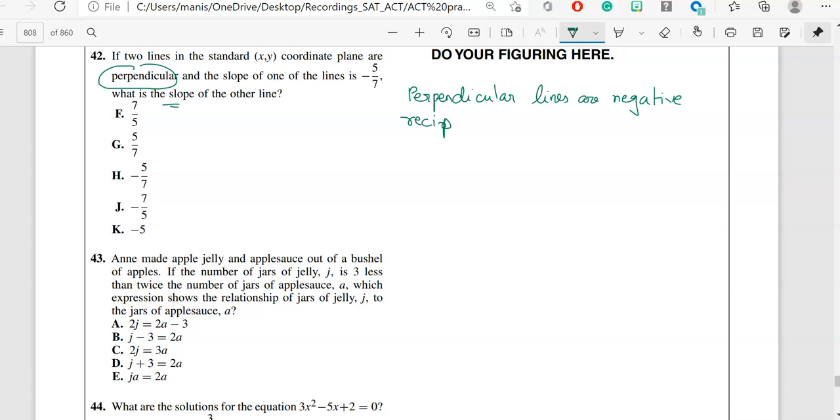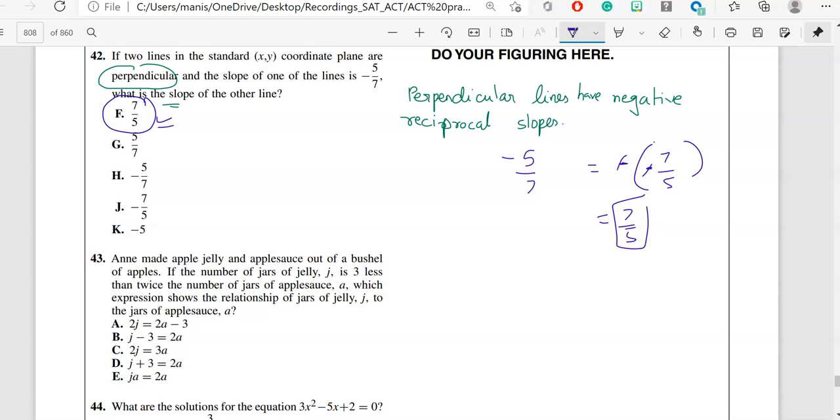Perpendicular lines have negative reciprocal slopes. Now this is a correct statement. So if this is -5/7, first of all the word was negative reciprocal. This means I need to multiply by negative the whole thing. Reciprocal means you flip this fraction. So the negatives will cancel out. Your answer is 7/5. So 7/5 means option choice F is the correct answer for this problem.